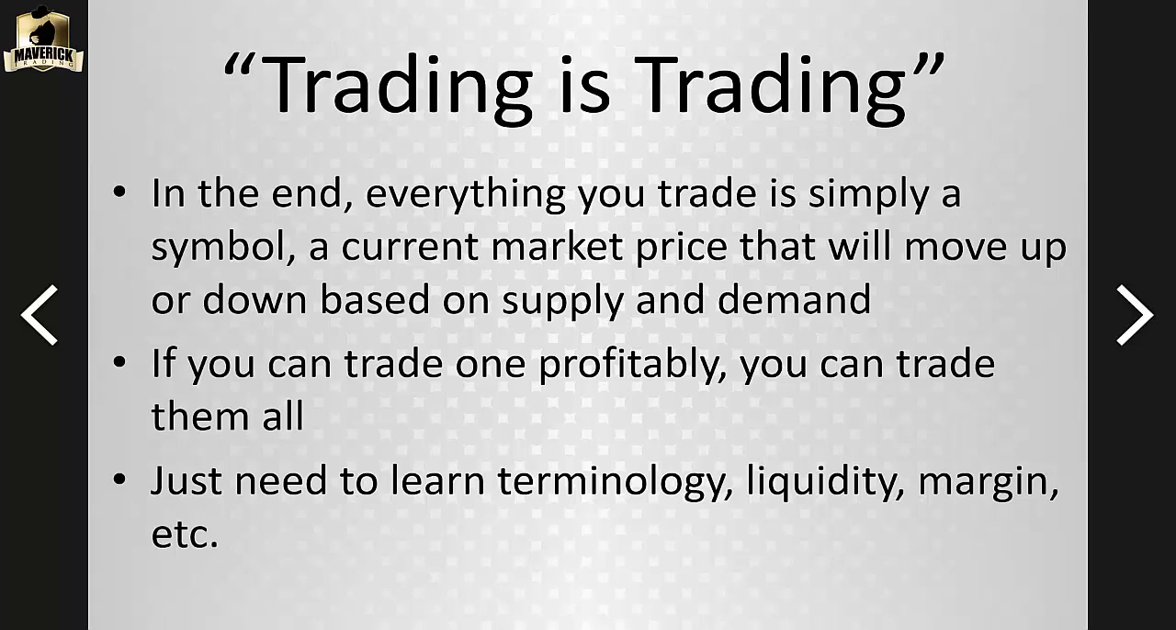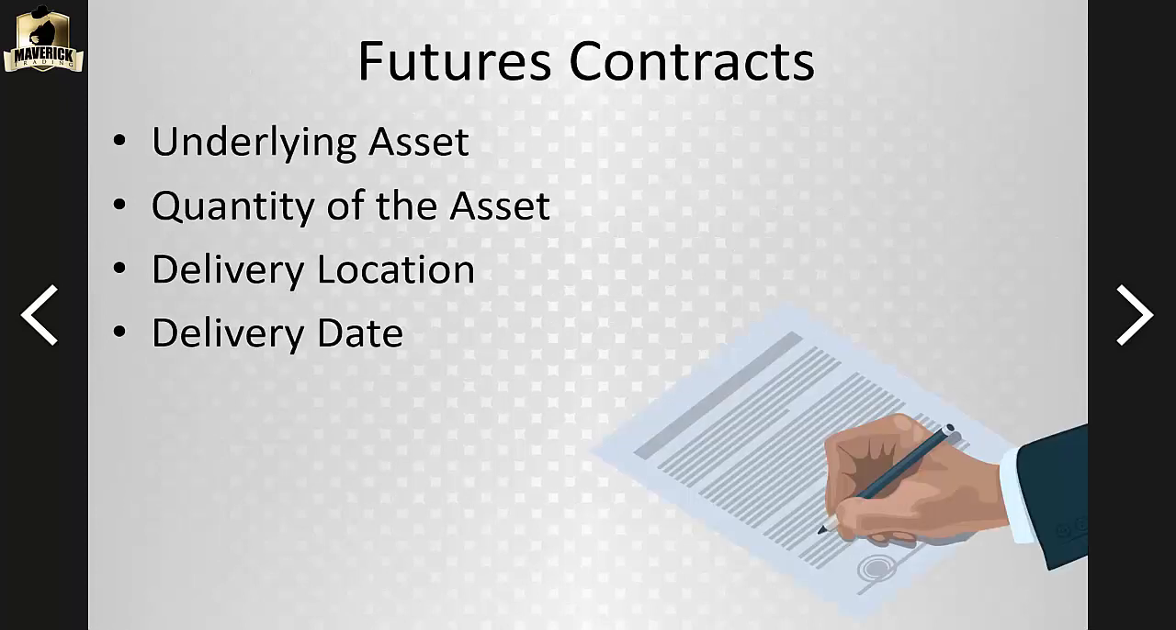Again, we can then get into Forex, foreign exchange, which is a faster car. It's just more volatility. But in the end, it's a symbol and a current market price. So technically speaking, if you can trade one profitably, you can trade them all. You just need to learn the terminology. That's it. So let's break all that terminology down on futures contracts. Futures contracts have 4 things: first of all, the underlying asset, how much of the underlying asset, the delivery location, and the delivery date. All right, now let's first of all talk about delivery location, so we can just cross that one out.